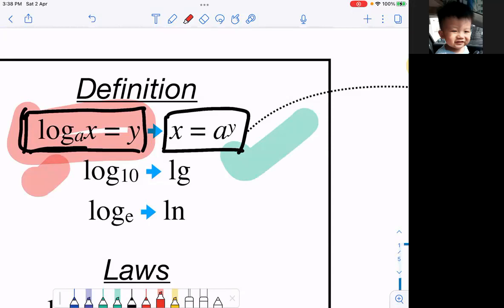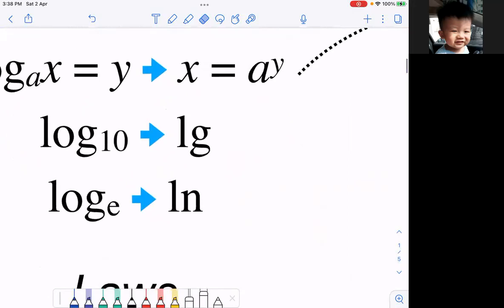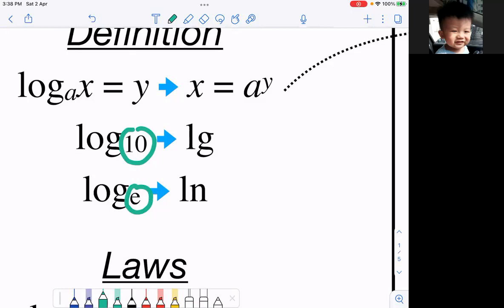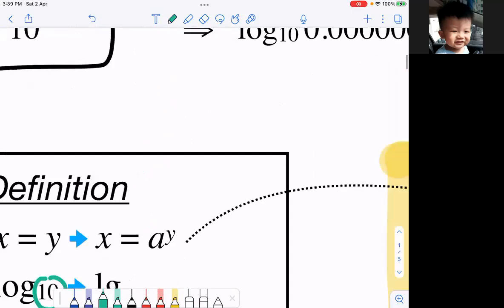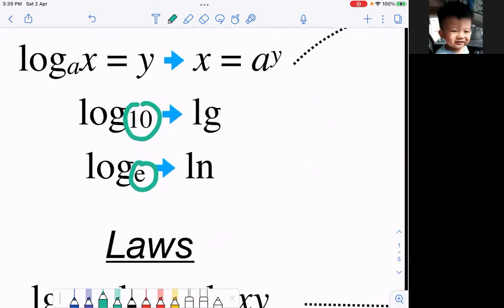And easy, right? Now, this is just the definition. It's not a law yet. Now, there are two bases we can choose. We can choose a base 10 or we can choose a base e. In your school, they will teach you why there's such an e. I don't want to waste time, so let your teacher teach you. But there are two ways we can write this. Most commonly, we use base 10. Like all my examples are base 10. You can see all here are base 10. And because base 10 is so common, when I need to write log base 10, I just shorten it to lg.